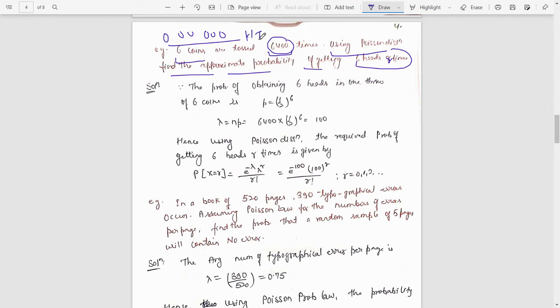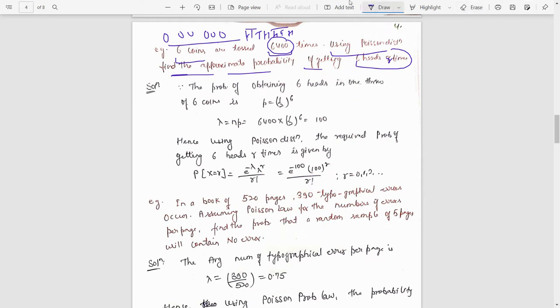Let's say this head, tail. So this particular thing may be there. Okay, so it's talking about 6,400 times we repeated the same experiment. Then we have to find the approximate probability that we will get six heads at least r number of times. Like let's say 100 number of times we may have gotten six heads. So this particular probability you have to find.